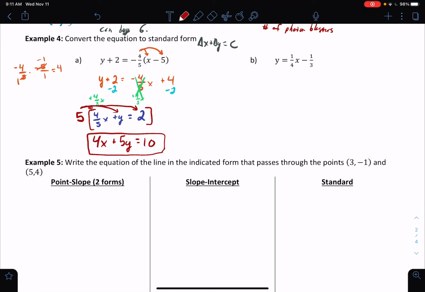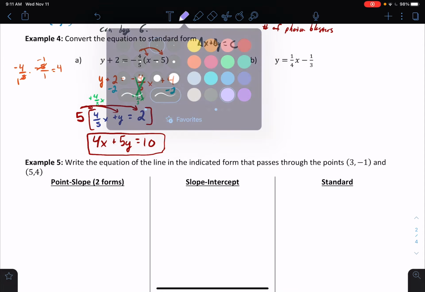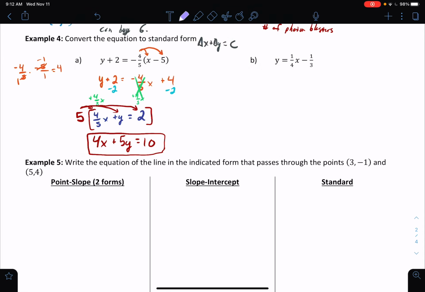Okay? What about in part B? Part B, we've got an equation in slope-intercept form. All right? Again, I want to get my x's on one side, my y's on the same side, and then my plain old numbers on the other. So I need to subtract 1/4 x from both sides. So that's going to give me negative 1/4 x plus y equals negative 1/3.